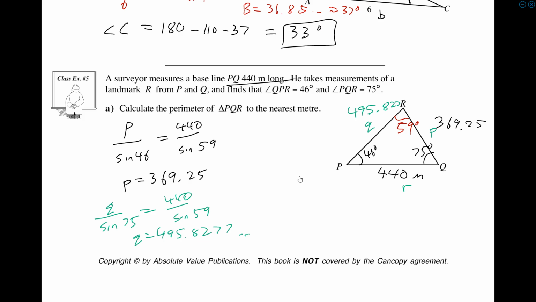Okay, my biggest side is 495, my biggest angle is 75, nice. My smallest angle is 46, my smallest side is 369. All of these numbers are relatively close. Okay, I think these are right. I think these have worked out pretty well. So now, to find perimeter, that's just adding the sides. So add up P plus Q plus R.